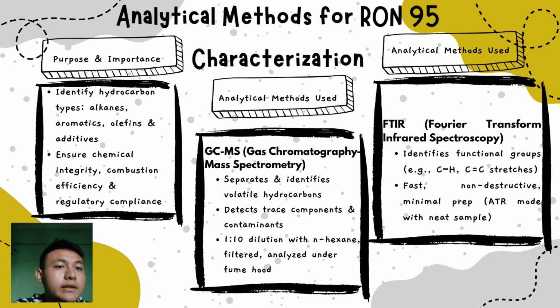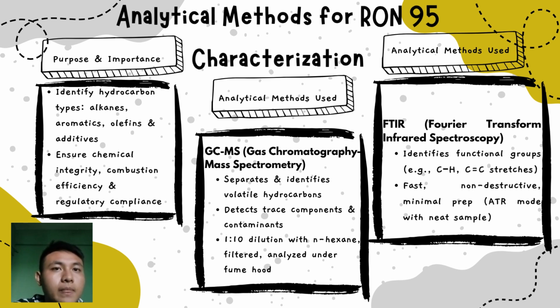RON 95 contains a mix of hydrocarbons, mainly alkanes, aromatics, and olefins, as well as additives like oxygenates and detergents. To analyze such a complex mixture, we use two primary techniques, which are gas chromatography mass spectrometry and Fourier transform infrared spectroscopy. GCMS is highly effective for separating and identifying individual volatile compounds. We diluted the petrol in a 1:10 ratio using hexane, filtered it through a 0.22 micrometer syringe filter, and analyzed it under a fume hood to ensure safety.